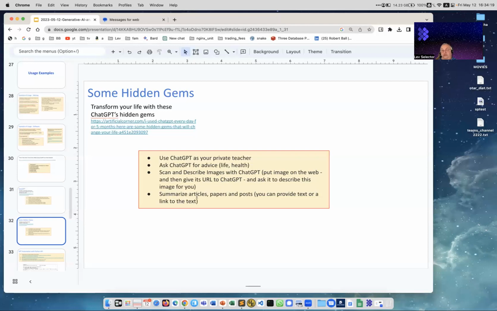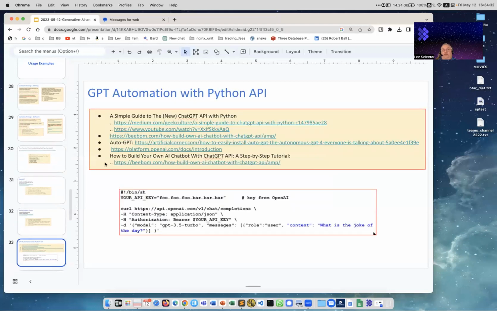You can summarize articles, papers, and posts. You can provide text, or again, you can provide just a URL link to the text, and ChatGPT will, well, read it and discuss it, or summarize it, or whatever you need.